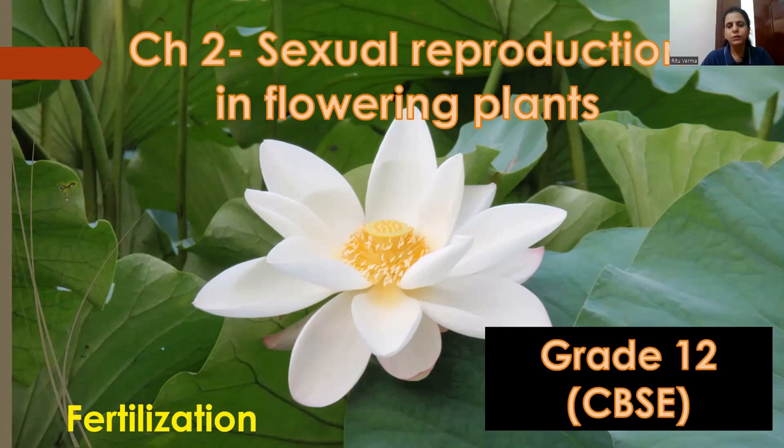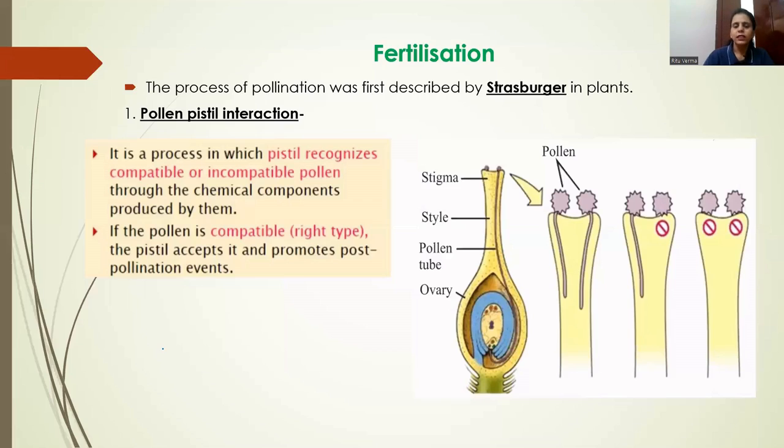In some of the previous videos, we have discussed in detail the various methods of pollination in flowering plants. In this video, let's discuss in detail the process of fertilization in flowering plants or angiosperms. In flowering plants, this entire process of fertilization was discovered by a botanist named Strasburger.